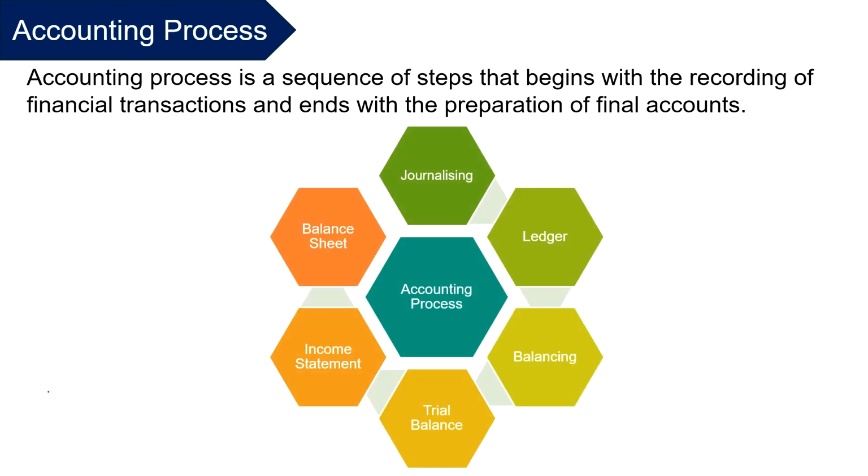The process goes like this. It starts with journalizing. In this step, the balances of accounts from the opening balance sheet and the day-to-day financial transactions are recorded in the journal. The next step is ledger posting. Once the transactions are recorded in the journal, they are transferred to the respective account opened in the ledger. This step is also called classification of transactions.